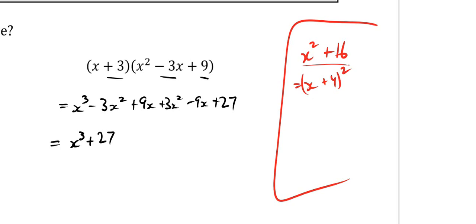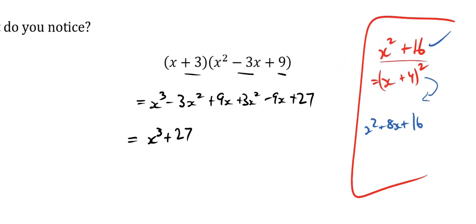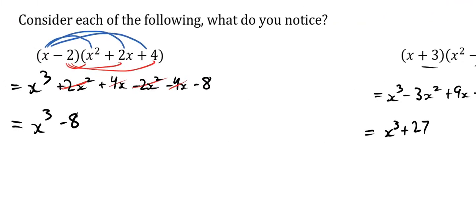Why is that not true? Because if I expand (x plus 4)(x plus 4), I actually get x squared plus 8x plus 16, right? So that's not the factored form because it's not equivalent. It's not the same thing. When you expand, you don't get that, right? So there is no such thing as a sum of squares in terms of factoring. You can write it, but you can't factor it. You can't do anything with it. But it turns out difference of cubes and sum of cubes will both work.